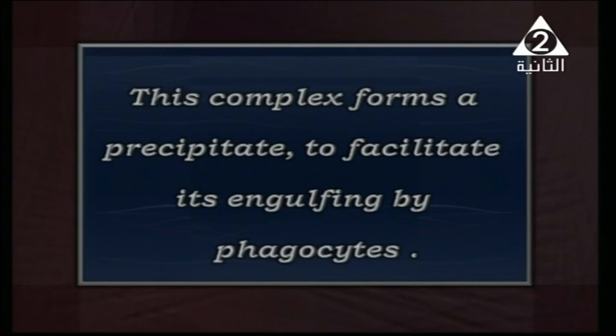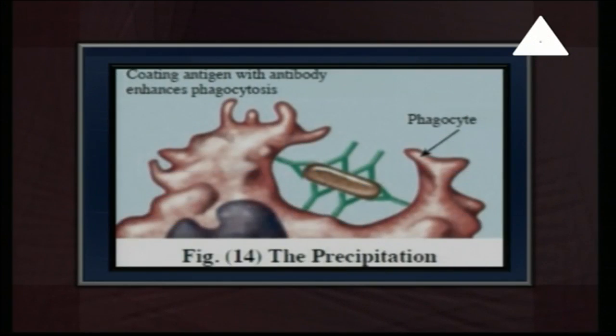This antibody complex forms the precipitate, or the deposits, to be more easily engulfed and destroyed by the phagocytes. I need you to remember that all actions that happen to the pathogens by the other cells are just to make them more liable and more exposed to engulfing and destroying inside your body. And this is a kind of precipitation.